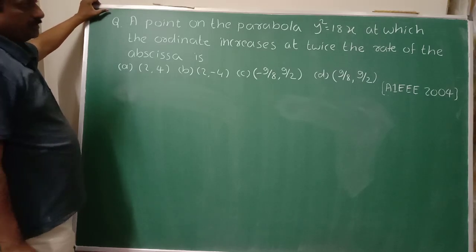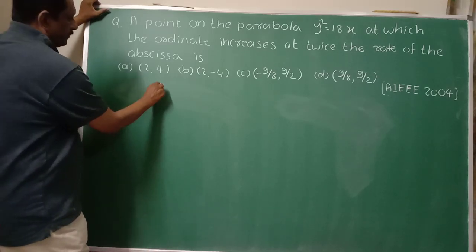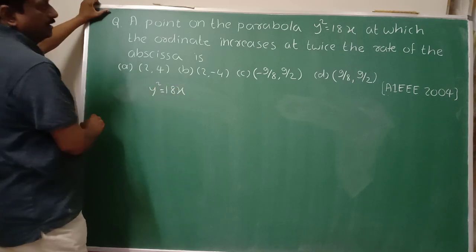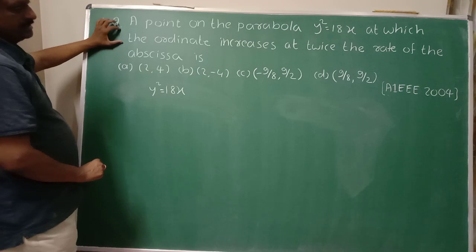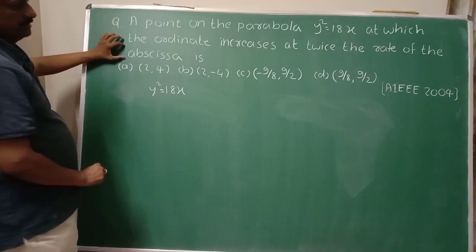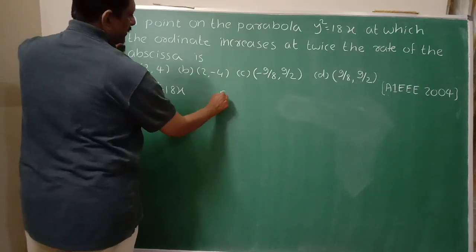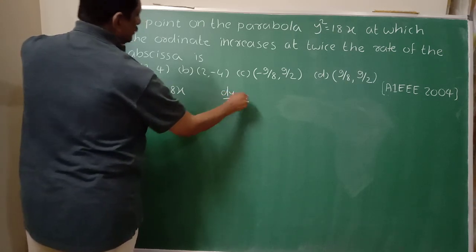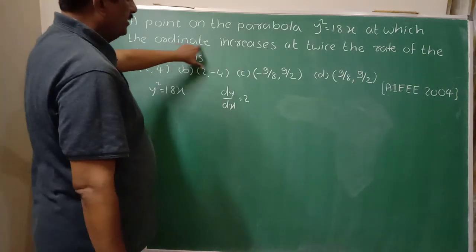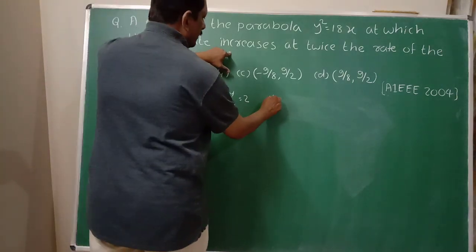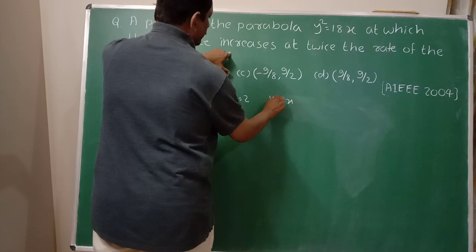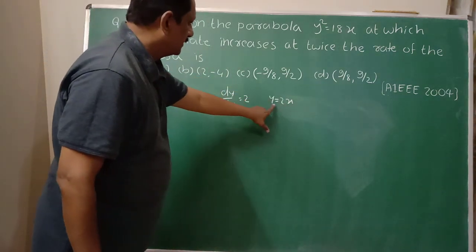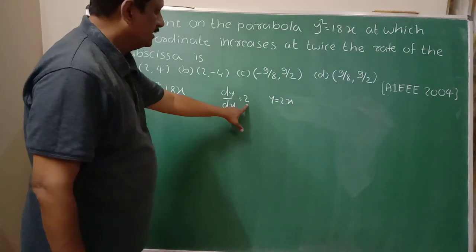A point on the parabola y squared is equal to 18x, at which the ordinate increases at twice the rate of the abscissa. Here they have given that the ordinate increases as twice the abscissa, that means y is equal to 2x. Its differentiation is dy upon dx.